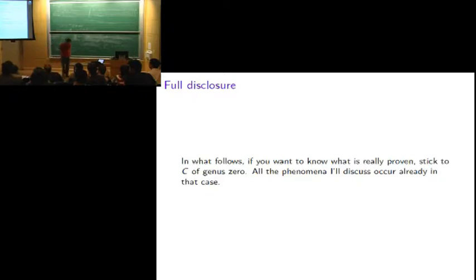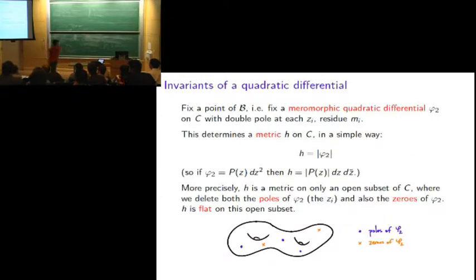OK. So let's fix a meromorphic quadratic differential. In other words, a point of my parameter space. Well, once I have a quadratic differential, there's this well-known notion of the trajectories of a quadratic differential. Well, what are the trajectories? A reasonably fast way of saying what they are is that if you have this meromorphic quadratic differential, then it defines a metric just by taking the absolute value of the quadratic differential. So what that means is right here: if phi2 is p(z) dz squared, then the metric is just the absolute value of p.